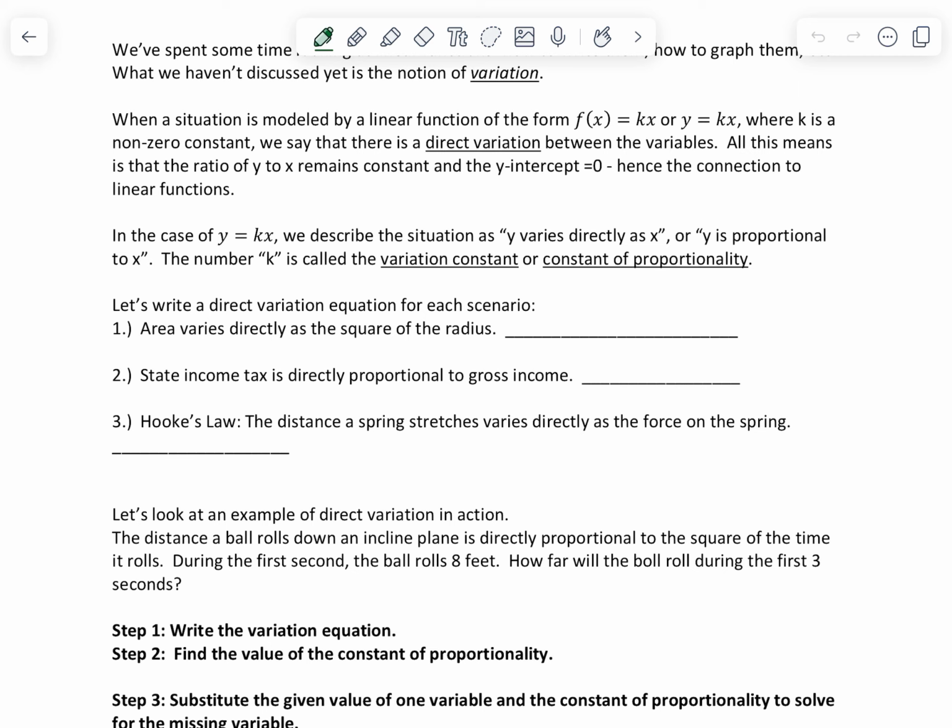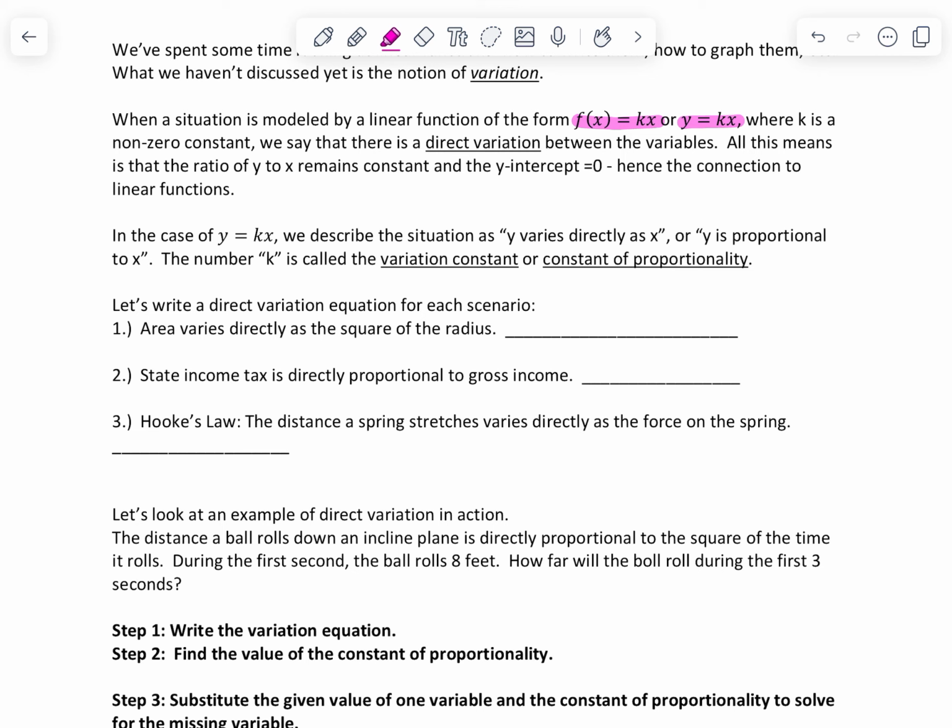When a situation is modeled by a linear function in the form f of x equals kx, or better yet, y equals kx, where k is a non-zero constant, we say that there is a direct variation between the variables. So in other words, as y goes up, x goes up. As y goes down, x goes down, meaning they both go in the same direction. And the ratio of y to x remains constant, hence the linear function.